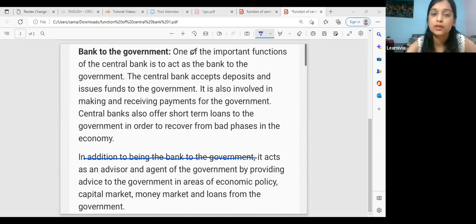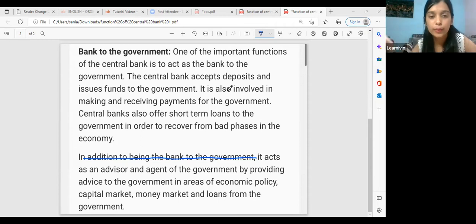So again, bank to government. This is one of the important functions of the central bank. They act as the bank to the government. Now what if I am a bank? Basically I will accept deposits and I will issue funds, I'll give loans. So this is what the central bank does. They accept deposits and issue funds to the government. Then they also help the government with receiving and making payments.